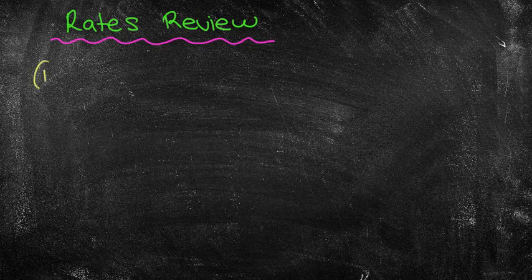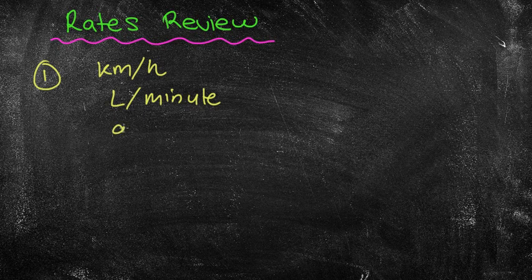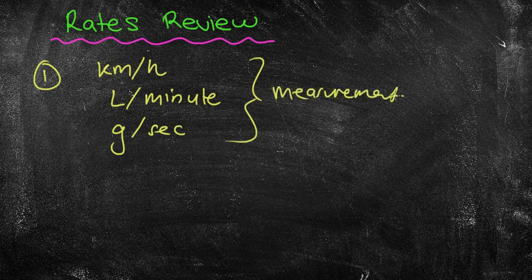So what is a rate to start off with? Well, things like kilometres per hour, litres per minute, might be grams per second. So it's when we're comparing two different units, and again, it's a measurement. And usually what you'll find, it's a measurement per time, usually. Not always, but usually, okay?